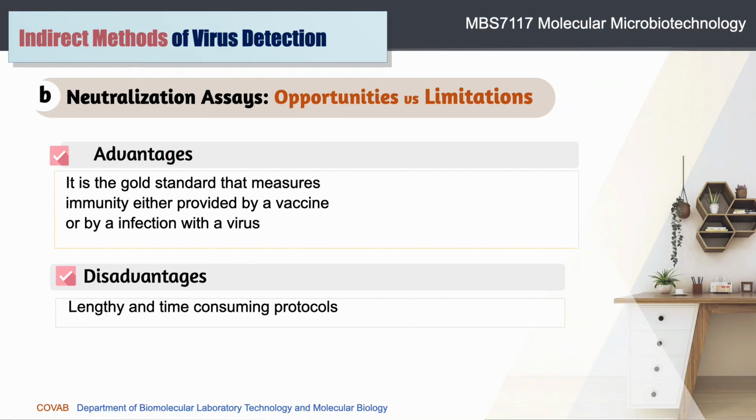So let's look at the advantages and disadvantages of this method. The advantage is that it's the gold standard. It measures immunity provided by vaccine or infection with a virus. The disadvantage is that it's lengthy and time consuming, and it needs staff that have been well trained.